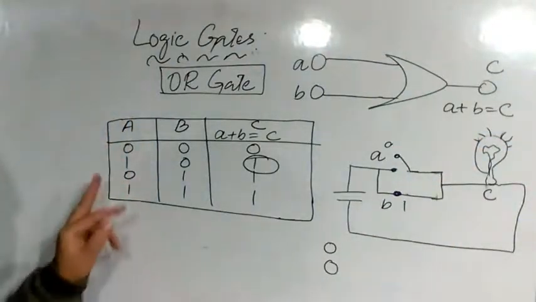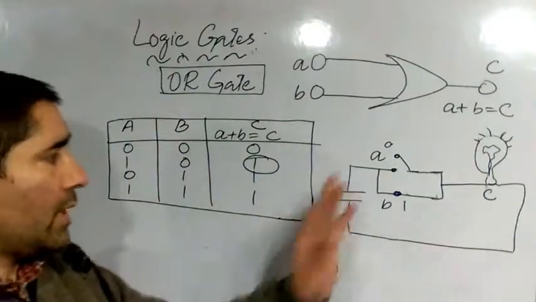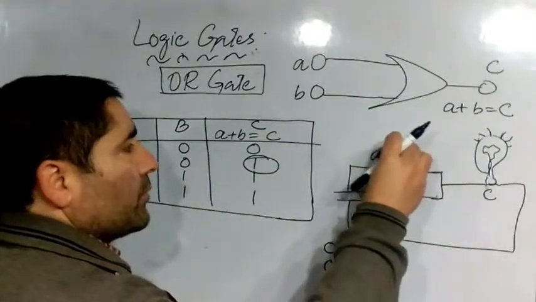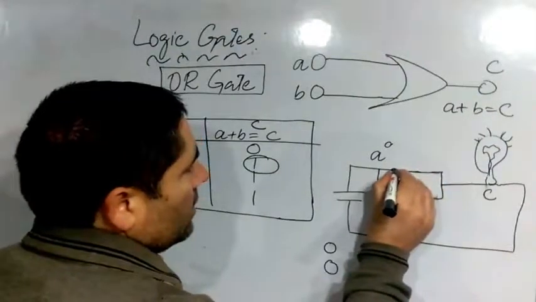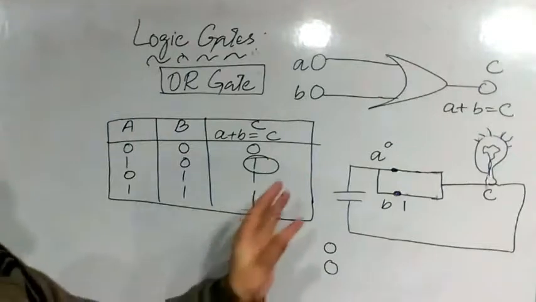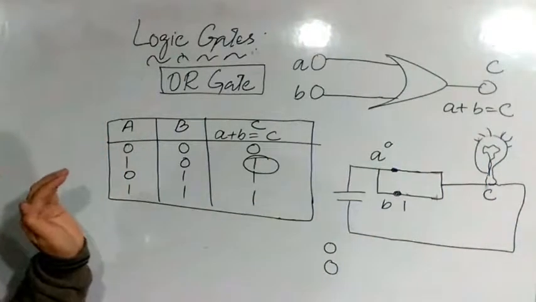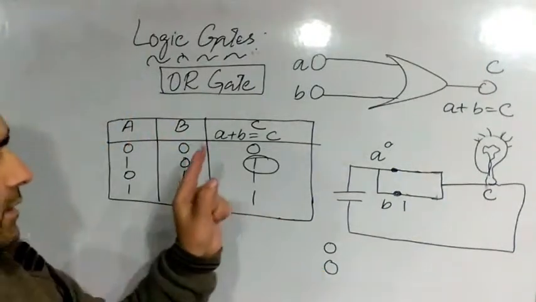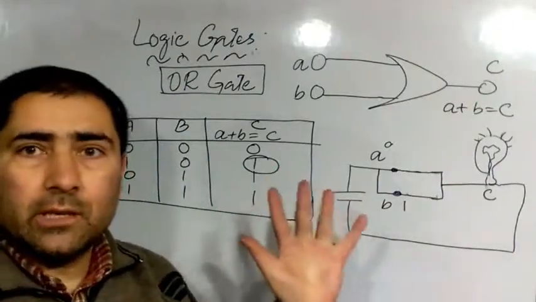Right? If A is 1 and B is 1, it means the switch is in the closed position at both the places, like this. In this case the bulb will glow. So we have seen that whenever there is an input in case of this OR gate, we will get the output there. There will be an output signal.